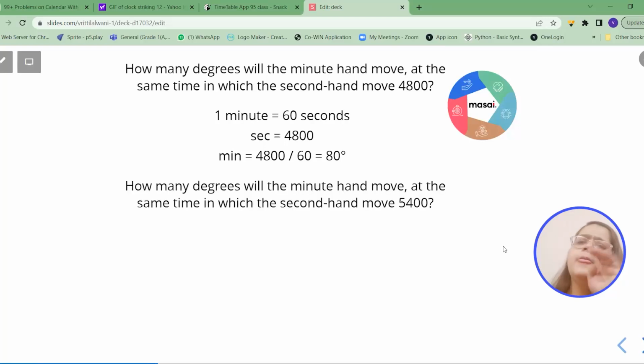Okay, isn't it easy? Similarly, you will be getting one practice question. Do try it. Let me know how it was.